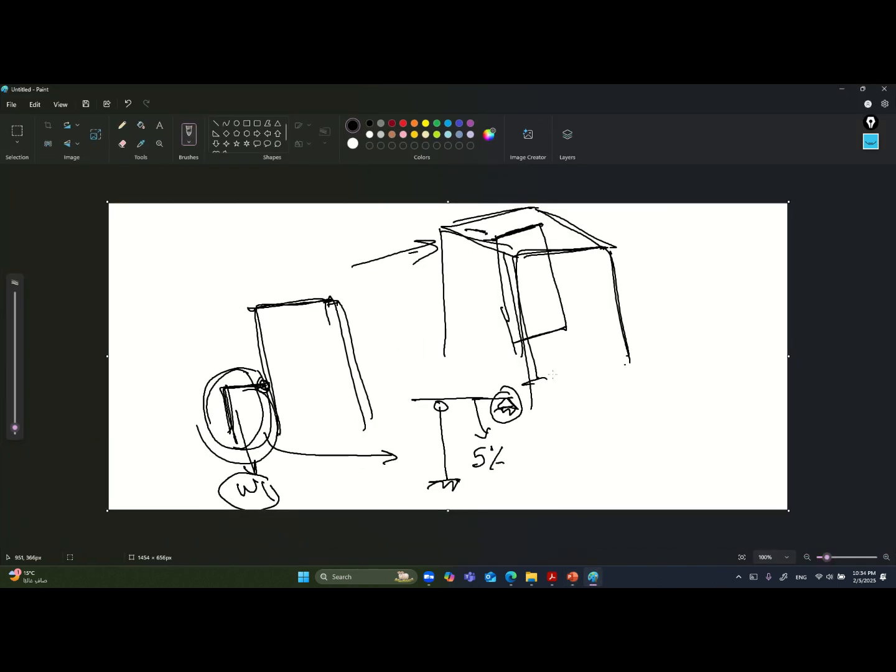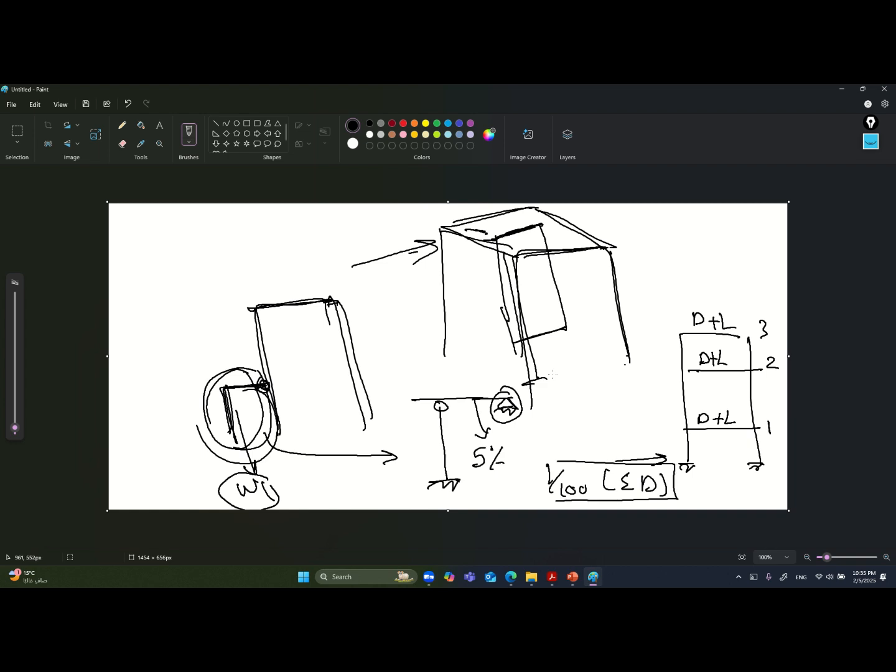Meaning that if you have a 3-story building, it is like a question in the exam, and he tells you what is the minimum base shear that the structure will be able to resist. The minimum, and he will give you dead plus live for story 1, dead plus live for story 2, and dead plus live for story 3, and he tells you what is the minimum. Then it will be 1% of the summation of the dead load. That is the minimum force that you need to consider.